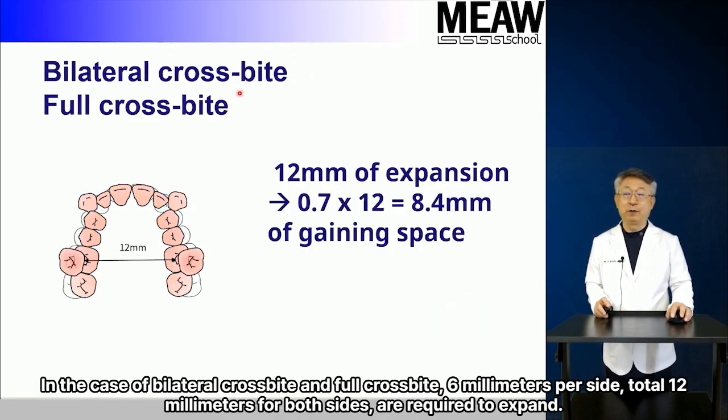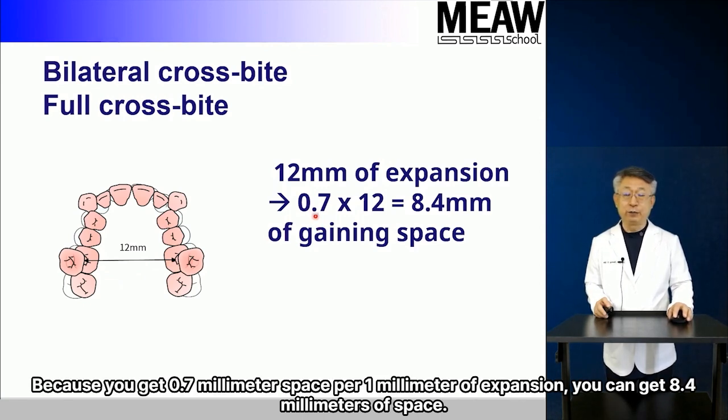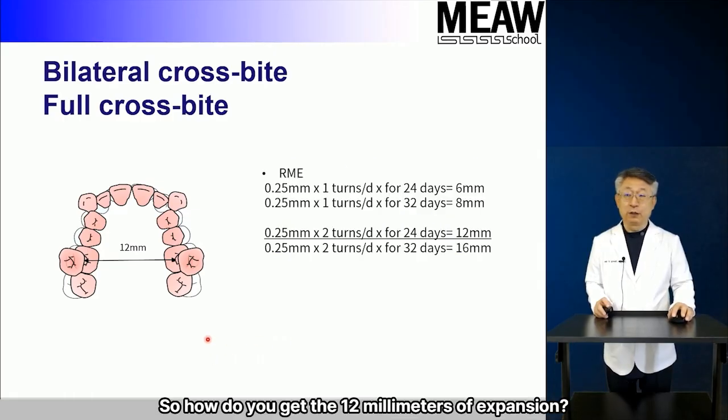In the case of bilateral crossbite and full crossbite, 6 mm per side, total 12 mm for both sides, are required to expand. How many millimeters of space can we get by expanding 12 mm? Because you get 0.7 mm space per 1 mm of expansion, you can get 8.4 mm of space. So how do you get the 12 mm of expansion?